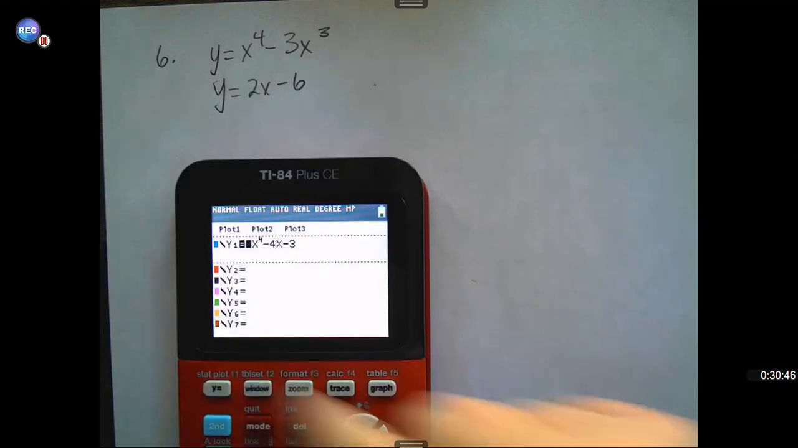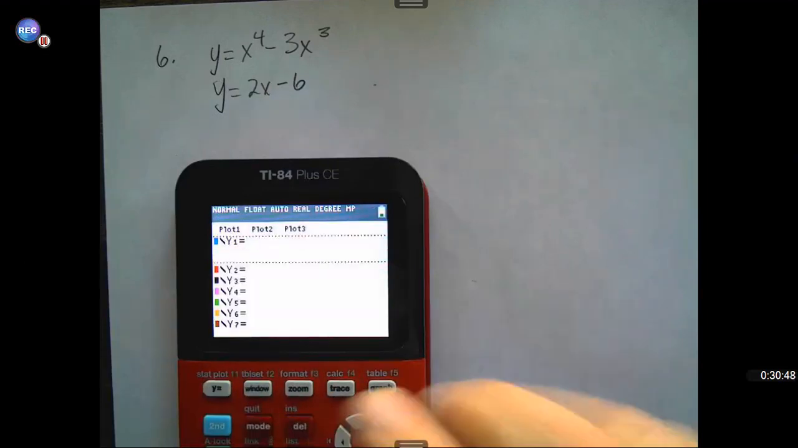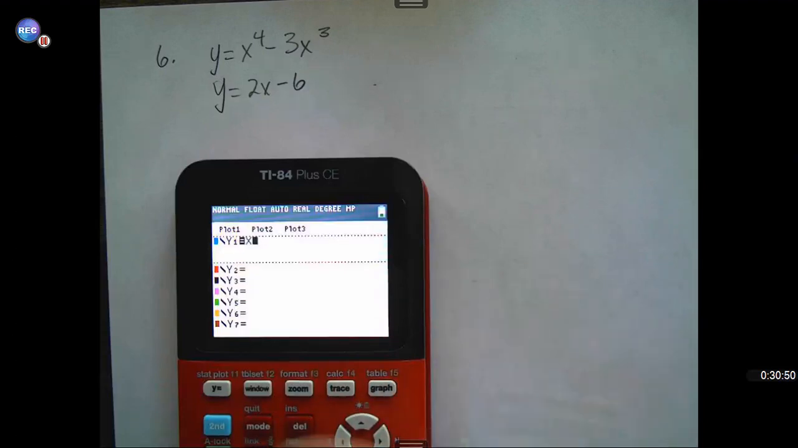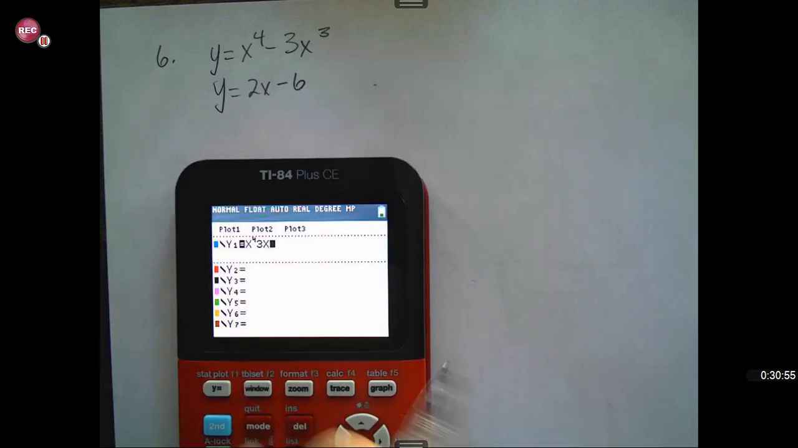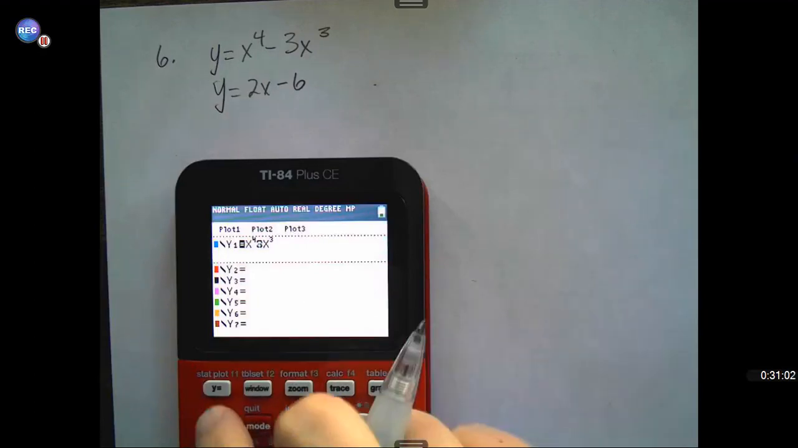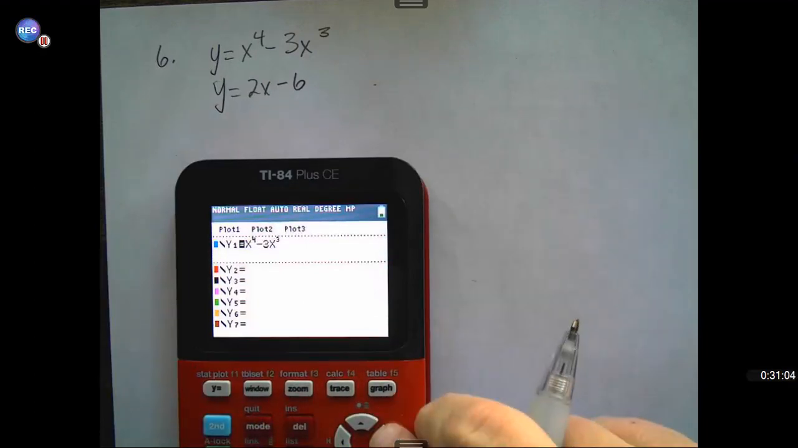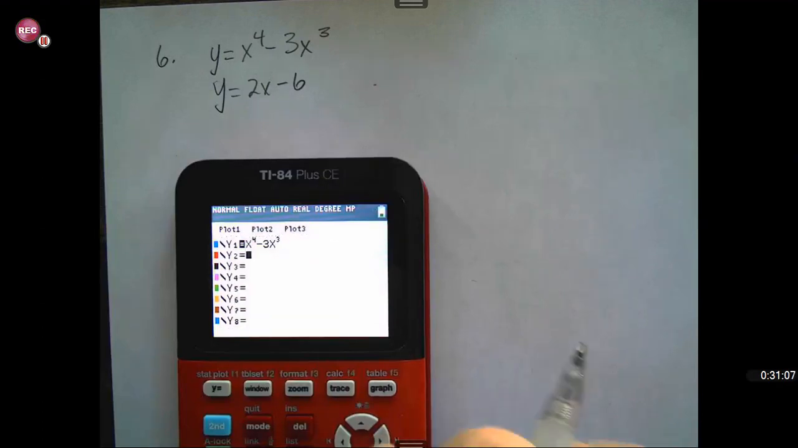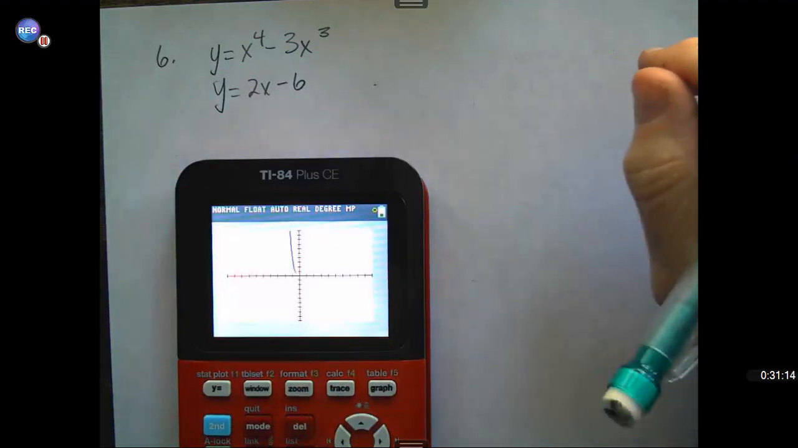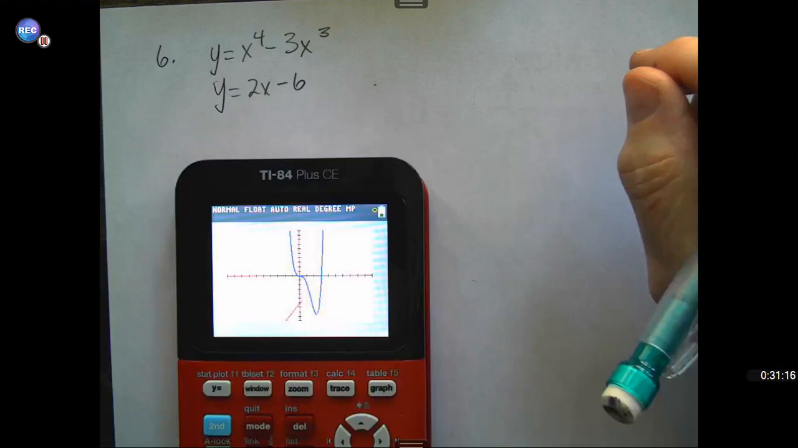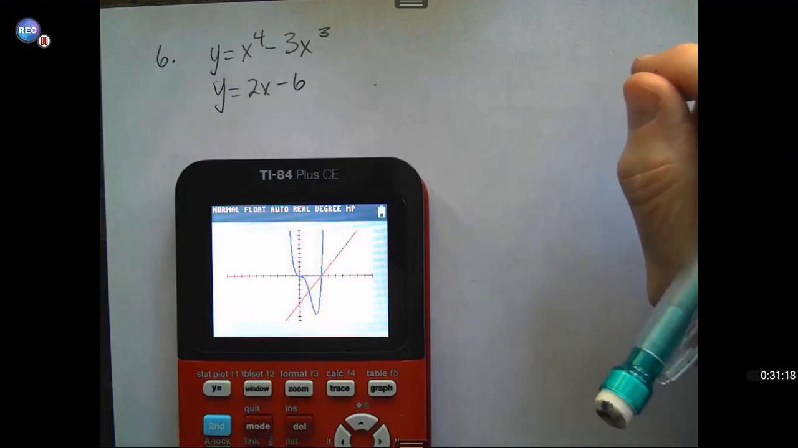So what you can do is you can put in x to the fourth minus 3x cubed. I didn't get a minus sign in there. And then in y2, put 2x minus 6. Try zoom 6. And there are your points of intersection.